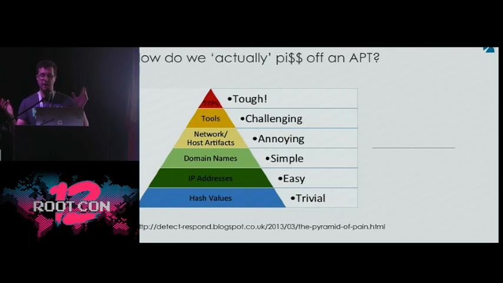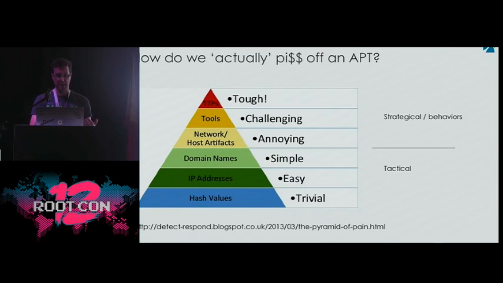So how do you actually disrupt and annoy an APT? This is the triangle of pain, as it's called. What you need to do is move from the trivial up to the tough. The trivial is typically tactical. For example, if you're beaconing out via DNS for your command and control, as somebody mentioned earlier this morning, you can stop that easily just by IP addresses, you can bang that down. But a resilient attacker is just going to spin up some more IP addresses. So you need to move up from tactical up to strategic and behavioral type changes.